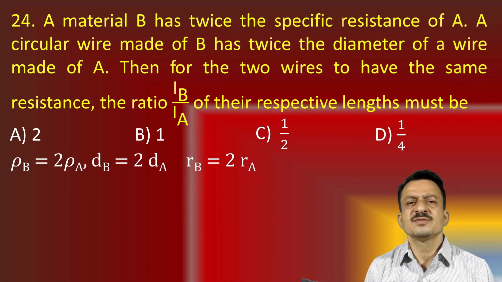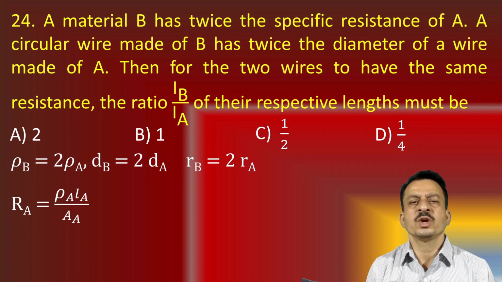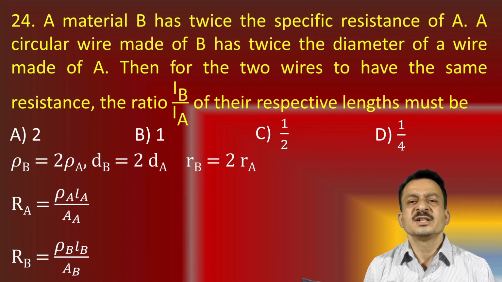Now we know the resistance formula, R is equal to rho into L divided by A. Apply it for both the materials. For material A, it is rho A, LA divided by AA. For material B, it is rho B, LB divided by AB. Now the resistances are equal. Therefore, RA should be equal to RB.